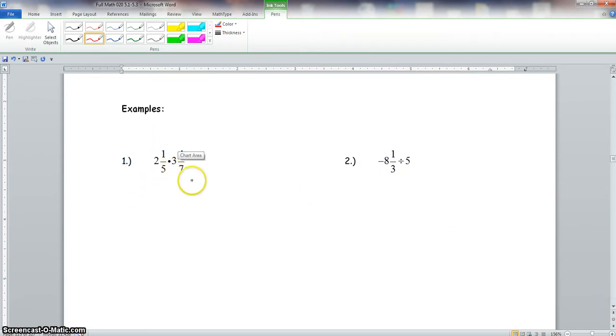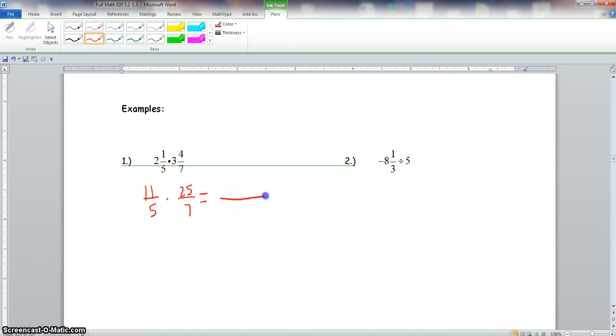We have 2 1/5 times 3 4/7. Okay, first thing we need to do is change these mixed numbers to improper fractions. Now we remember, the denominators for the fractions stay the same. So this will remain a 5, this will remain a 7. Now to get our numerator, we take the integer times the denominator, 2 times 5 is 10, plus the numerator, which would make it 11. Now the same goes here, 3 times 7 is 21, plus 4 is 25.